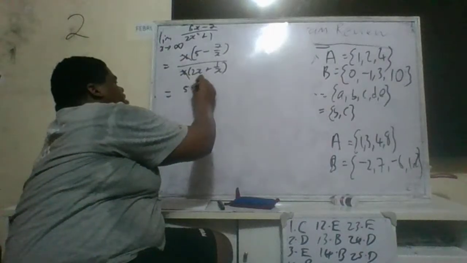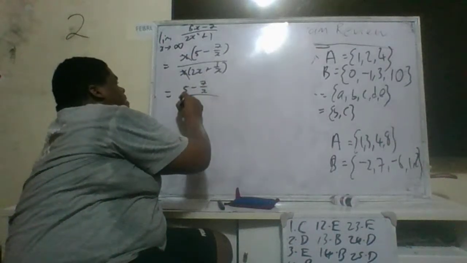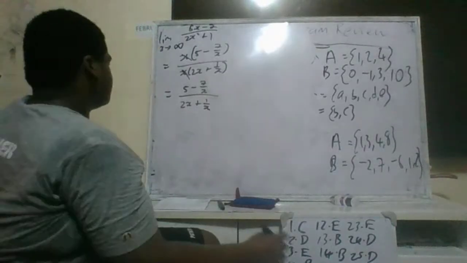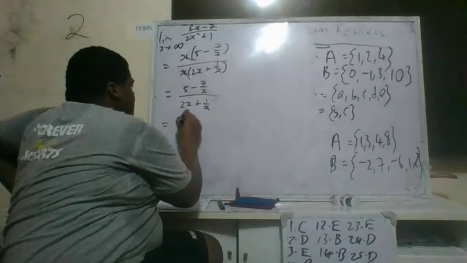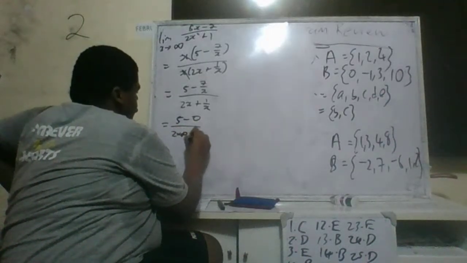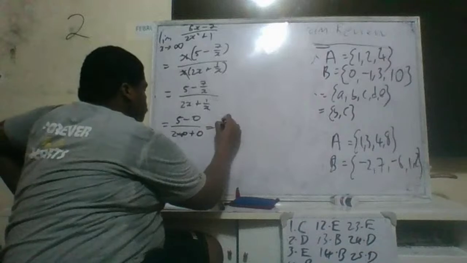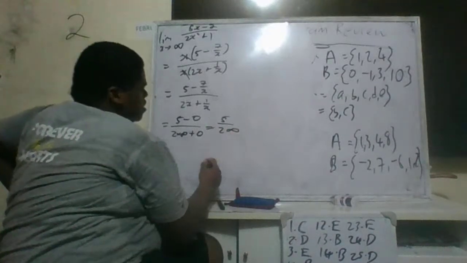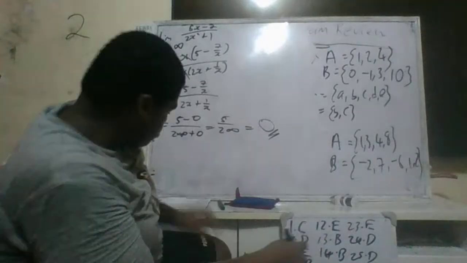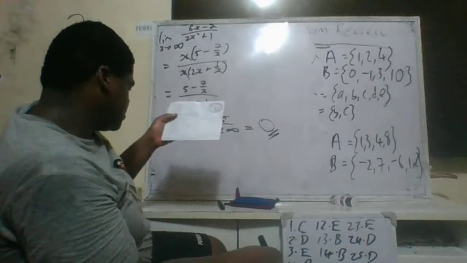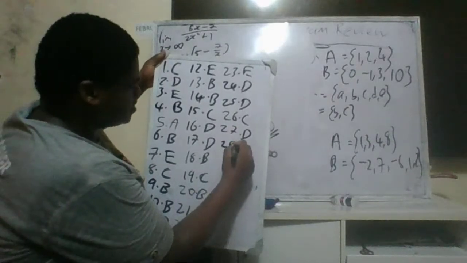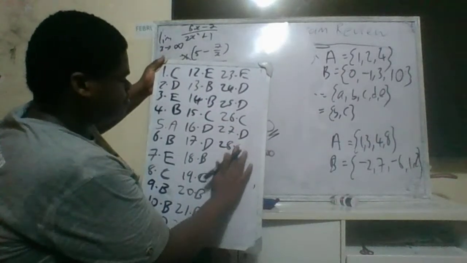So this is equal to (5 - 7/x) divided by (2x + 1/x). Now apply that limit. When x tends to infinity, this will be equal to 5 minus 0 divided by 2 times infinity plus 0. This is equal to 5 divided by 2 infinity. This is equal to 0. Anything divided by infinity is 0. So our limit is option C, 0. Question 28, C.